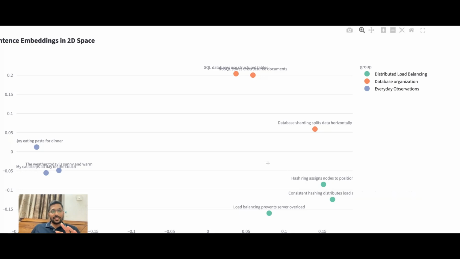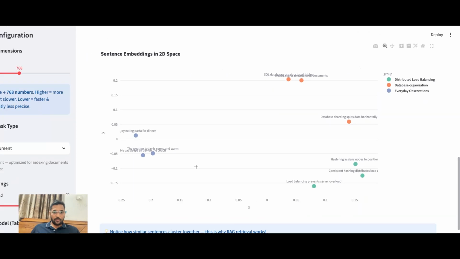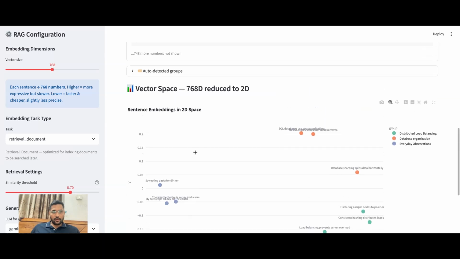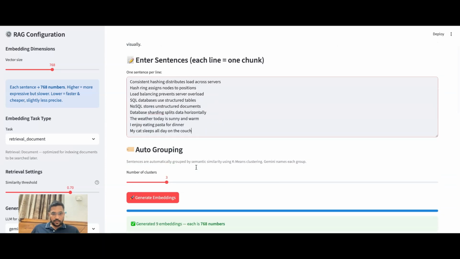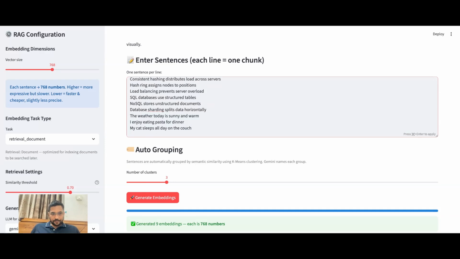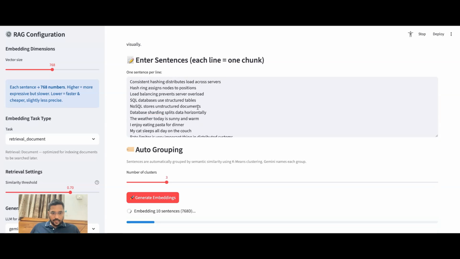So that's how the whole set of sentences are grouped together based on the embeddings, based on their meanings actually. That's how we do embeddings for our sentences. Now let's say I add something to this. I'll add "rate limiter is very important thing in distributed systems." So if I do that, let's see what is happening.